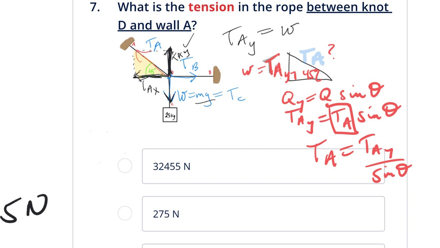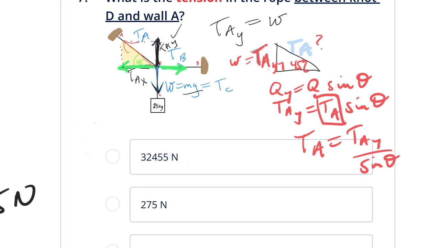If I were asking you for TB, this one right here, all you do is find TAX the same way, because TAX would equal TB. Okay?